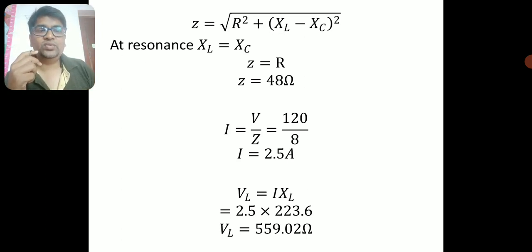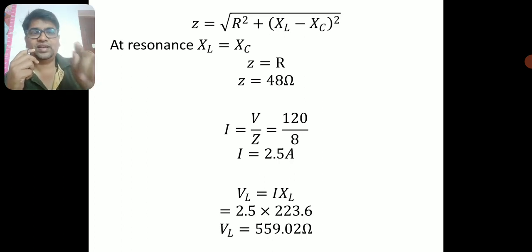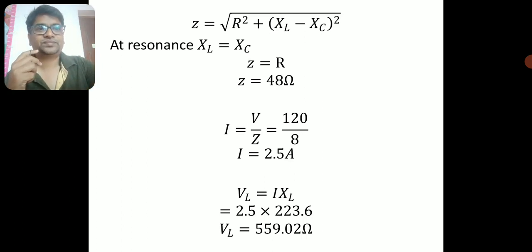VL equals I into XL. So if I calculate, I got the value of VL as 559.02. What is the unit for potential? It is volt, not the ohm. So again there is a mistake here. You please correct it. It is not the ohm, it is the volt.